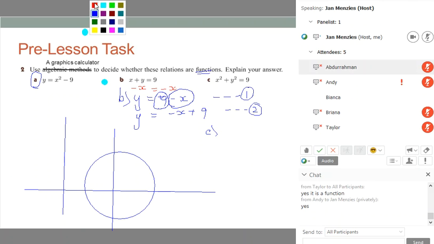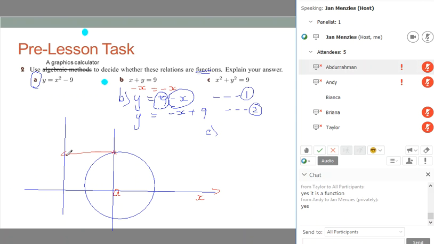So with the circle, if I call this value A, when X equals A, it has two values on the Y-axis. So for one value of X, it has two values of Y. Is it a function? People are agreeing no. You're correct. The circle is not a function. It's a relation. There's a relationship between the X and the Y, but it's not a function. A function is a special relation.